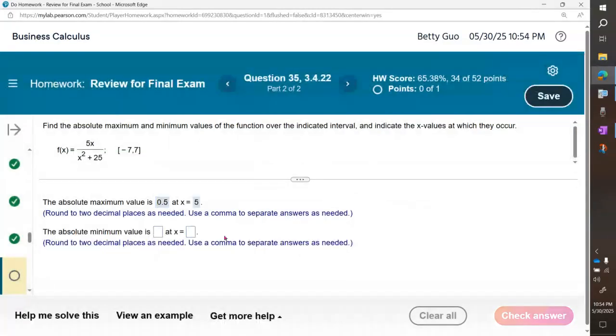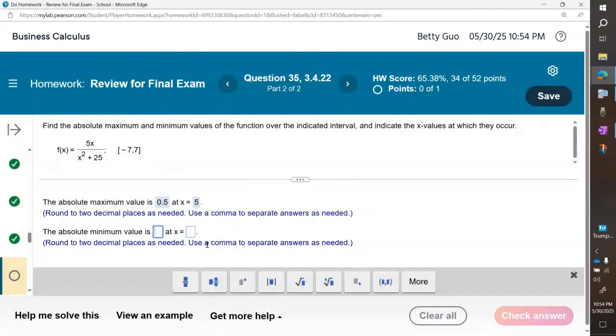Yes, so be very careful, guys. Even though a half is nothing wrong, half is 0.5, the question requires us to enter a decimal, so we would have to do that. The absolute minimum is negative half, negative 0.5. Well, I learned my lesson. And it happens at negative 5.